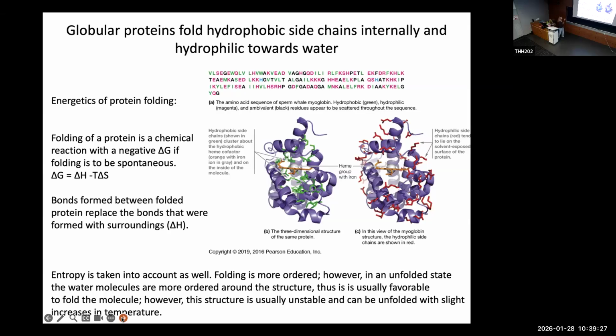And so you can imagine that much like nucleic acids, things can unfold at higher temperatures, right? So all of a sudden, if you raise up the temperature, the directionality of protein folding might change. So we will get into that.